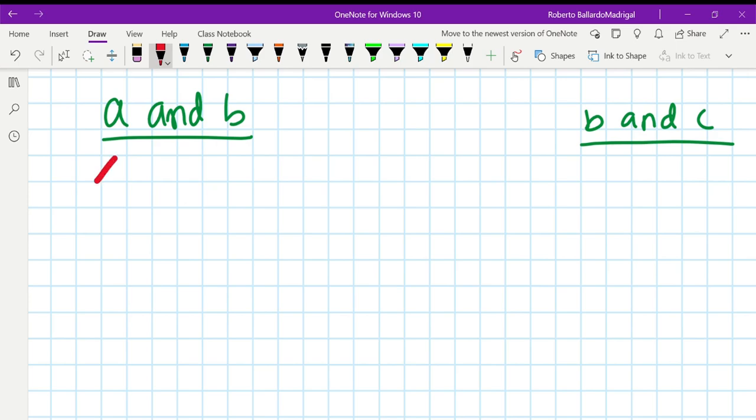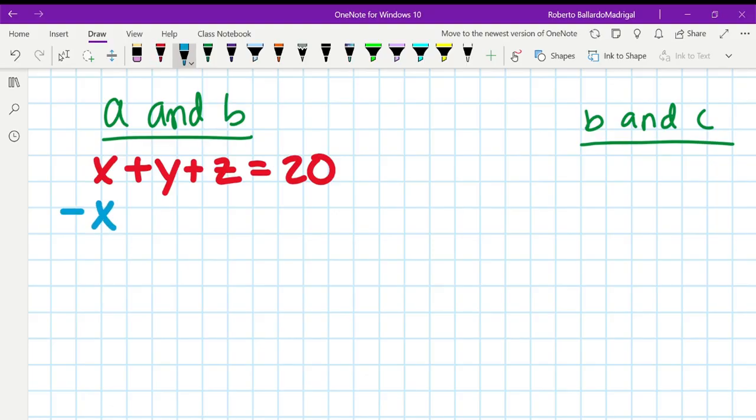So A was x plus y plus z equals 20, and negative x plus y plus z equals 0. That's A and B.